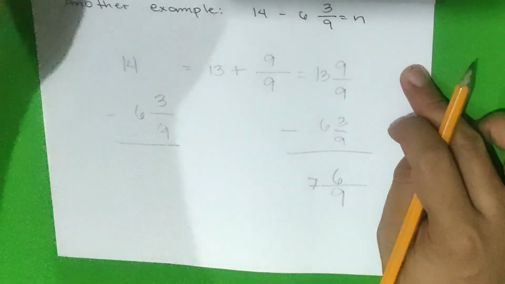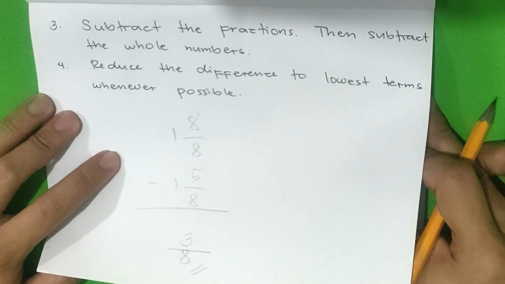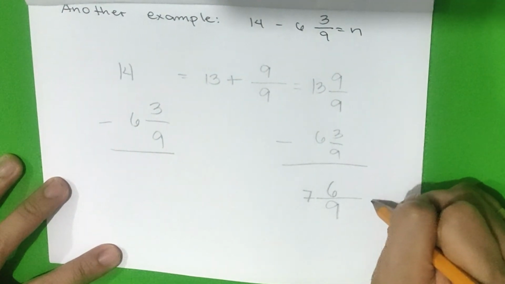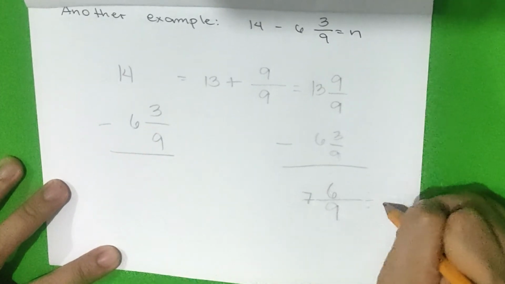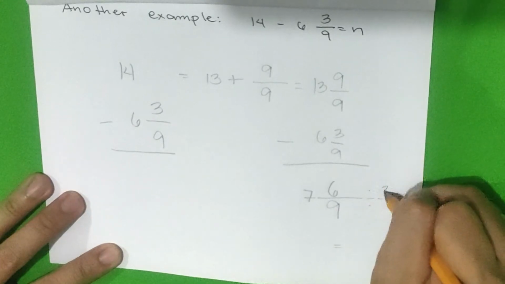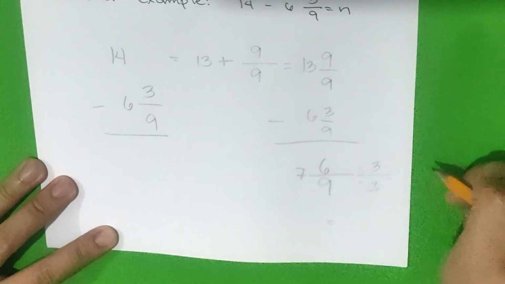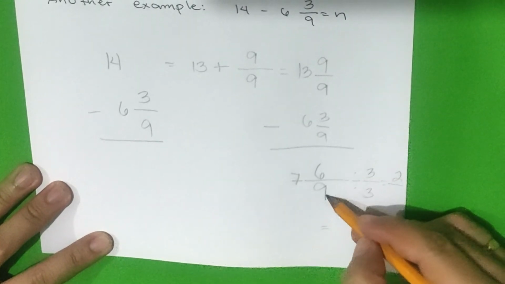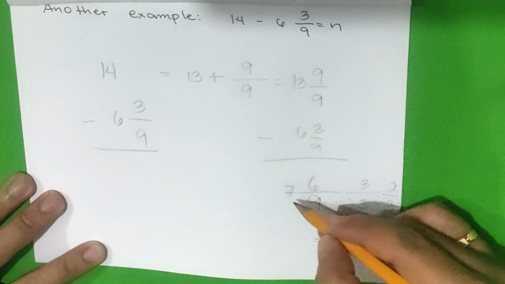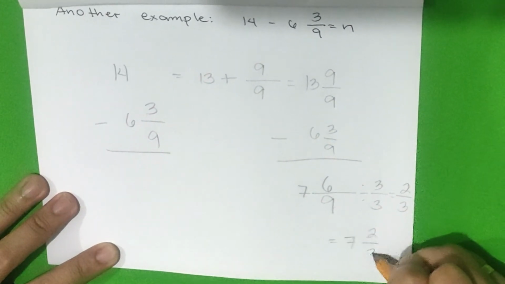So, what is our last step? Our last step, if you still remember, after subtracting the fractions and subtracting the whole numbers, is to reduce the difference to the lowest terms whenever possible. So what do you think? What number can divide both 6 and 9 without a remainder? Correct. It's number 3. Let's divide the numerator and the denominator by 3. So, 6 divided by 3 is 2. And 9 divided by 3 is 3. Don't forget, we still have our whole number. So let's just add up the whole number 7 and 2/3. So the final answer is 7 and 2/3.